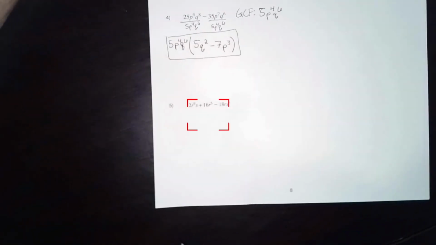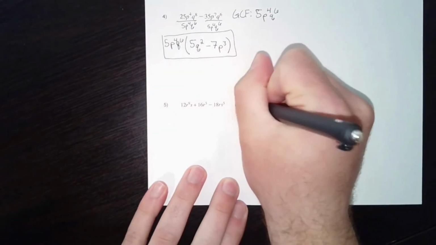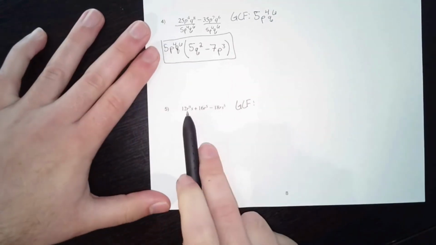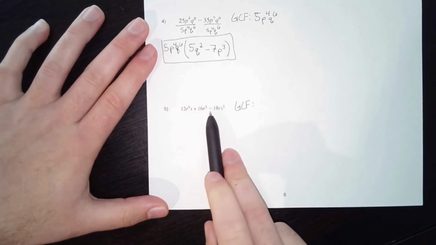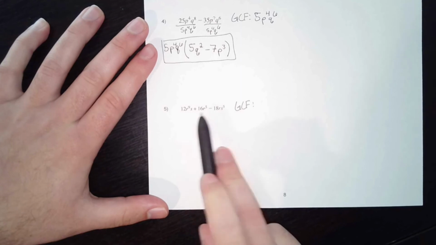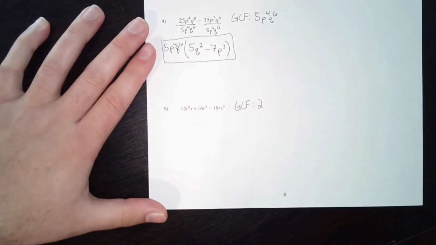Okay, with number 5 here, I am again looking for my greatest common factor, GCF. So I have a 12, a 16, and an 18. They are all even, so I know 2 will go into them at least. 4 possibly could, but that doesn't go into 18. 6 goes into 12 and 18, but not 16. So I think 2 is probably my best bet.